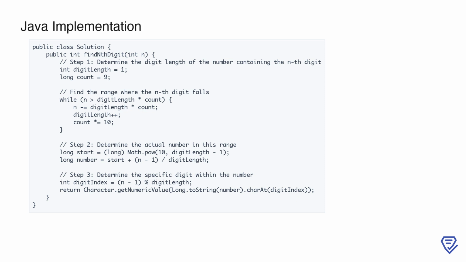This is the complete Java implementation of LeetCode problem number 400, Nth Digit. The logic mirrors the Python implementation provided, with adjustments for Java-specific syntax, such as type declarations, the use of Math.pow for exponentiation, and Character.getNumericValue for extracting a digit from a string. The implementation follows the same three-step approach: determining the range of digit lengths, identifying the number containing the desired digit, and finally extracting the specific digit. This ensures efficient computation without iterating through all digits explicitly.